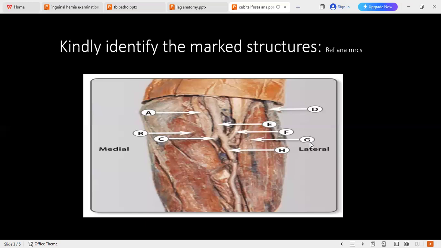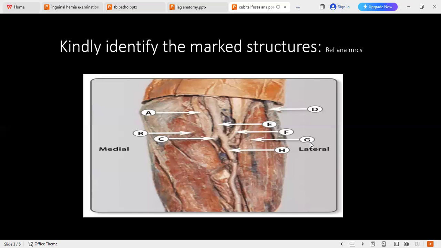Another question. How is the elbow joint formed? It's formed by the humeroradial joint, humeroulnar joint, and superior radioulnar joint. What type of joint is the elbow joint? It's a hinge variety of the synovial joint. What are the movements possible at the elbow joint? Flexion, extension, pronation, and supination.